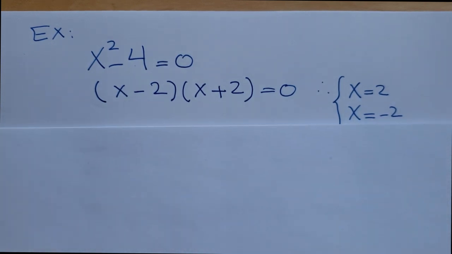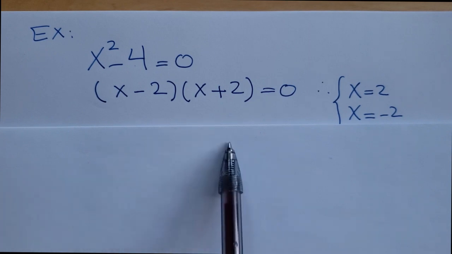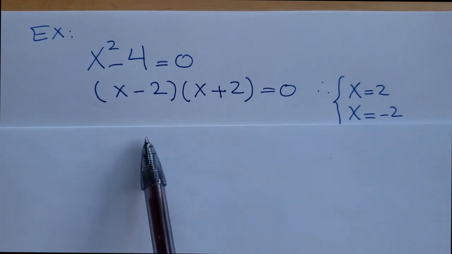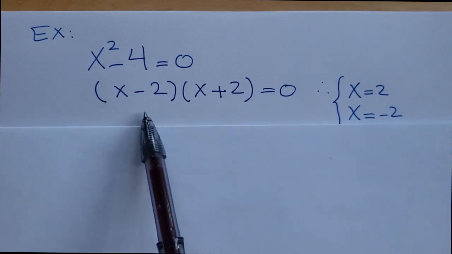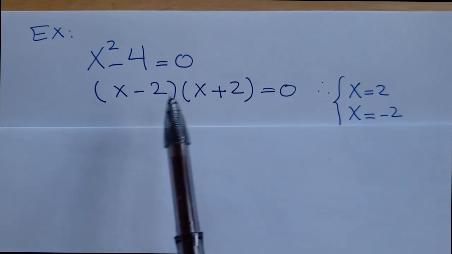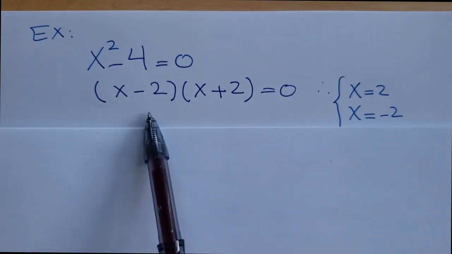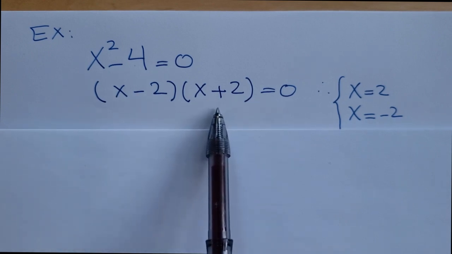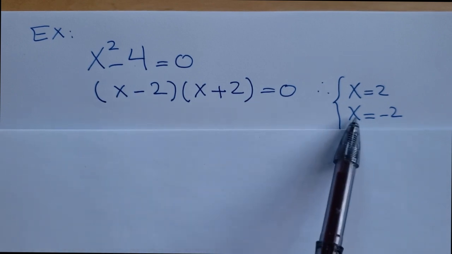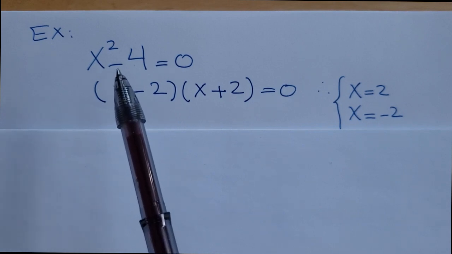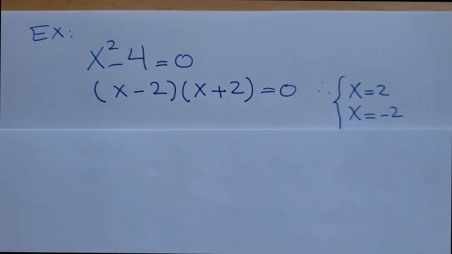I have 2 brackets multiplied by one another equal to 0. So either this one is equal to 0 or this one. From here, if I equate it to 0, the answer would be 2. From here, the answer would be -2. So you can see I have a quadratic equation and I'm getting 2 different answers.